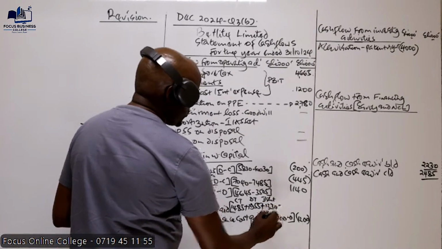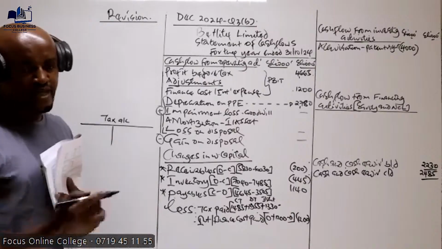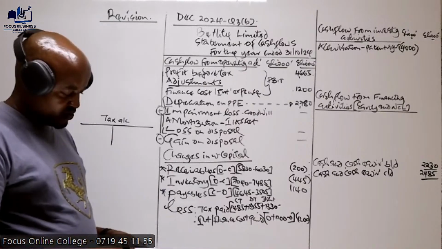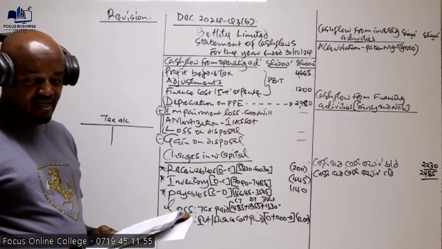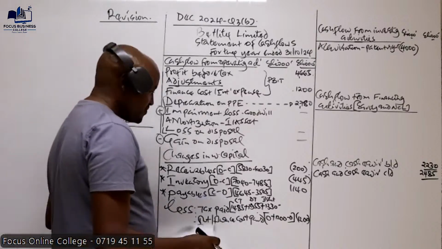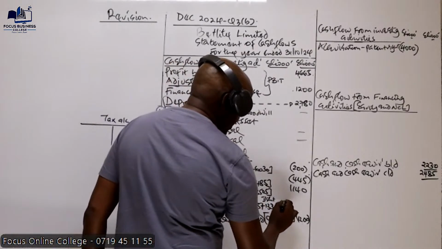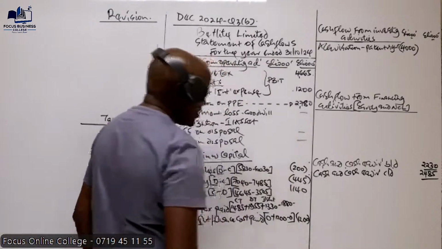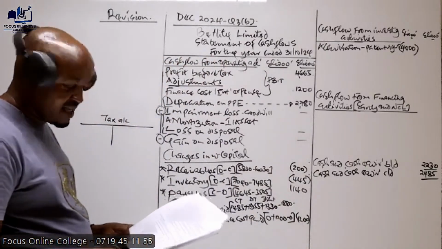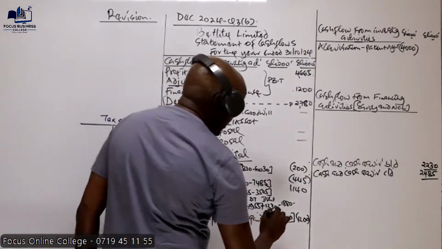And then out of this, you minus the taxes not yet paid at the end of the year. In this case, we will take both the current tax and also the deferred tax. The current tax not yet paid at the end is 1880. And the deferred tax not yet paid at the end of the year is 2370.